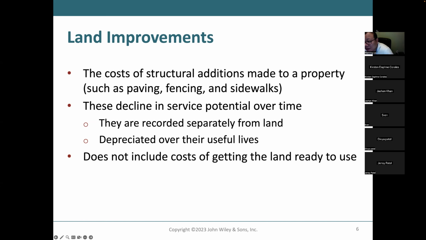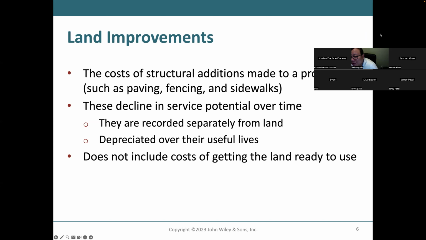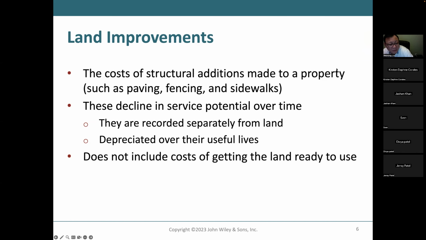Okay, so anybody have any question? Anyone have any question? No? Okay, awesome. So this is land improvement.